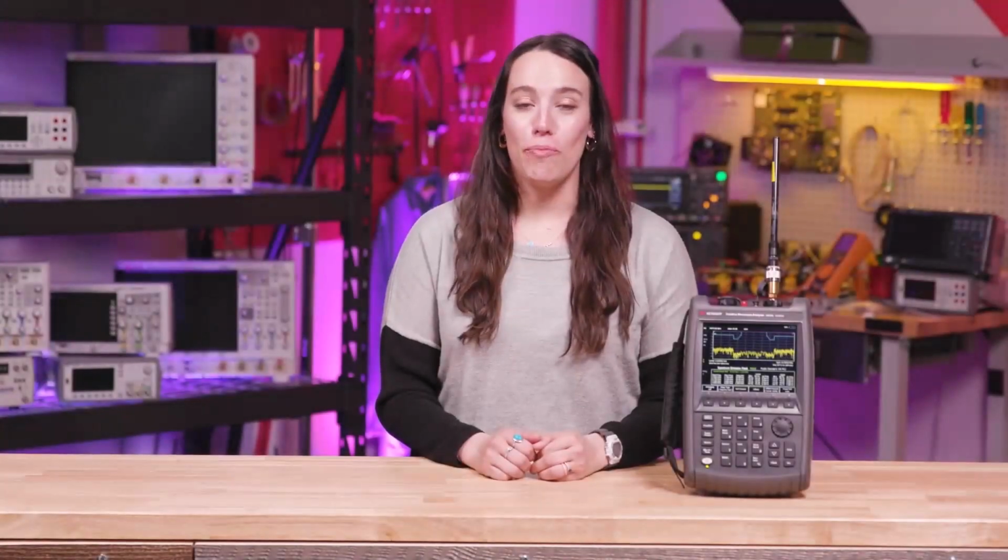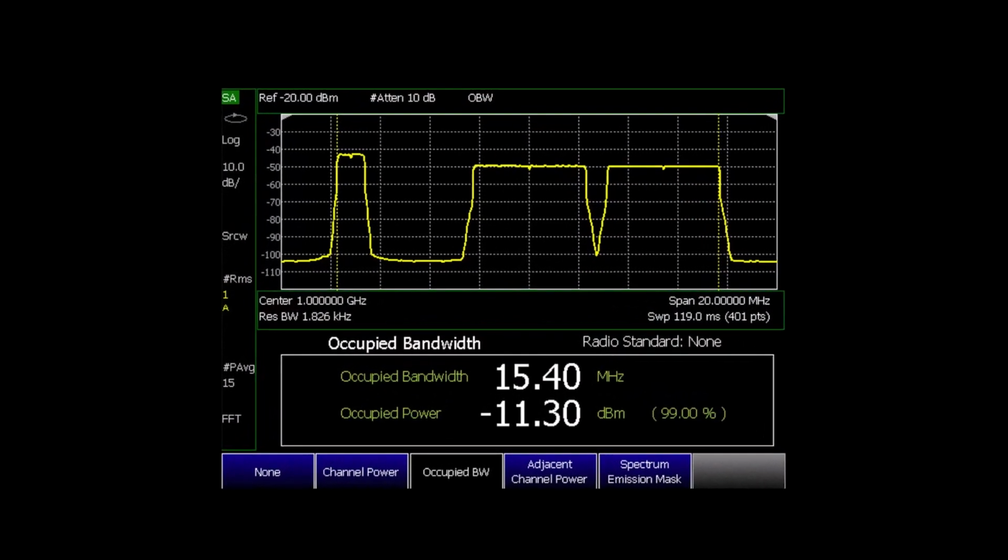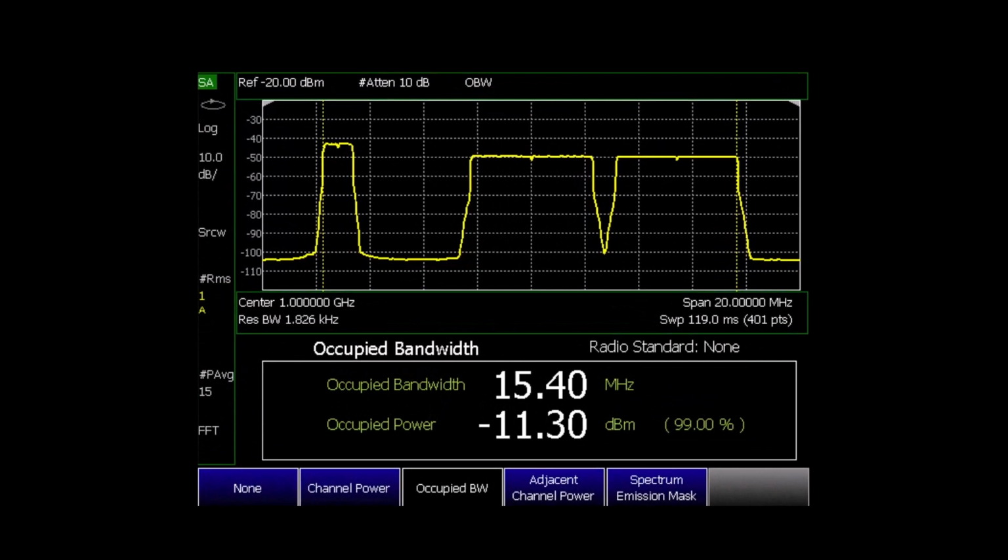In addition to channel power and adjacent channel power measurements discussed in the last video, occupied bandwidth measurements are essential for network verification testing in the field. Occupied bandwidth measurements on a spectrum analyzer look similar to total channel power measurements, but instead, they determine the bandwidth where the majority of the signal lies.